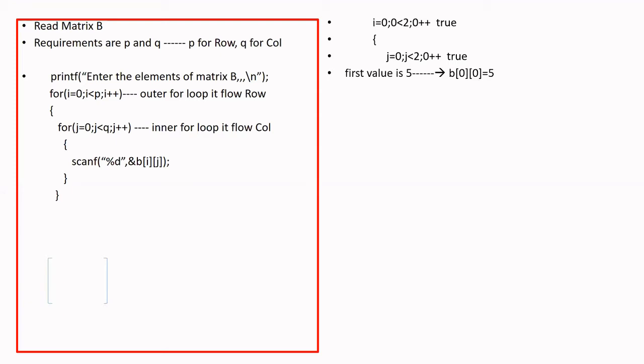If this condition is true, automatically it goes to the scanf to read the value with respect to i, j. That is, i value is 0, j value is 0, and I'm passing a value called 5. It increments the inner for loop now. Now j will be incremented to 1.